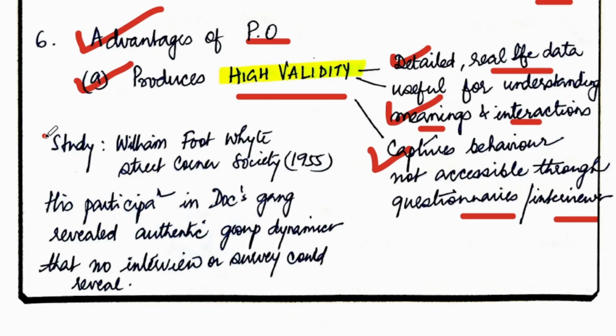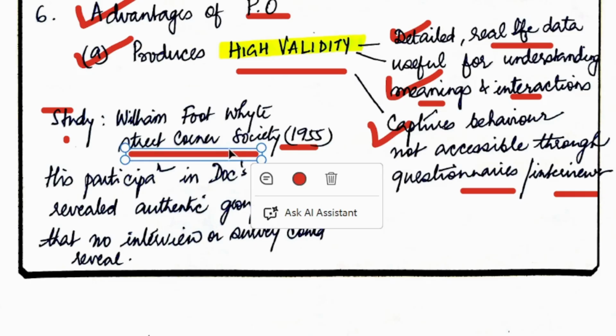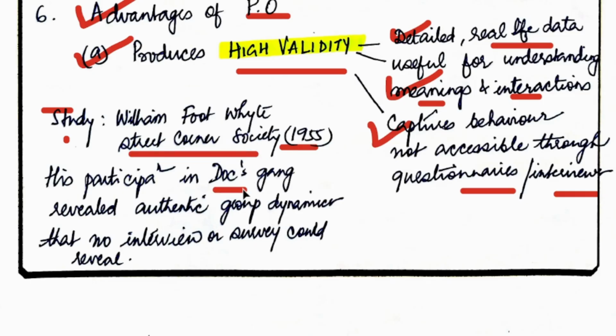Now let us understand this with respect to a study. A classic study demonstrating this is William Foote Whyte's 1955 Street Corner Society. Whyte joined a street corner gang in Boston whose informal leader was a man named Doc. By participating in the group's daily activities, Whyte was able to observe authentic group dynamics, patterns of leadership, decision making, loyalty, conflict, and negotiation. These are insights that no interviews or questionnaires can ever reveal. So participant observation produces high validity data.